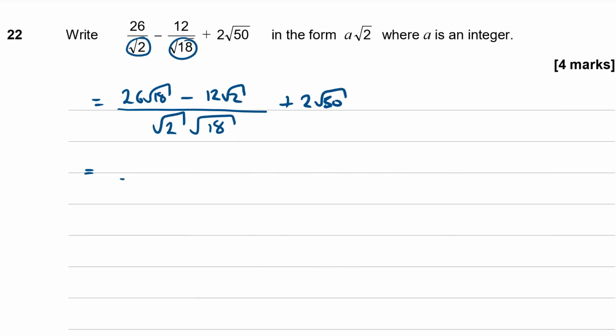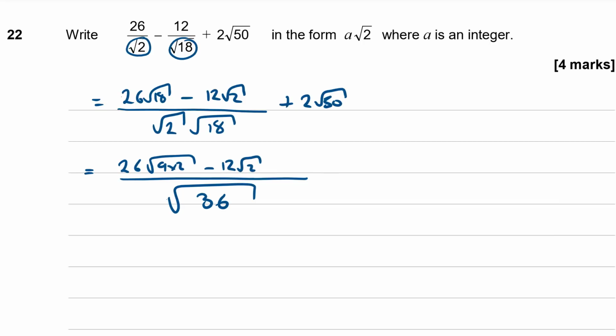Okay, we spotted earlier that 2 times 18 was 36. So the idea was to make that root 36 on the bottom. Now, root 18, 18 is 9 times 2. So I'm going to rewrite that as 26 root 9 times 2. Just going to leave the 12 root 2 for now. And I've still got this 2 root 50 on the end that I haven't done anything with yet. What can I do with that? Well, 50 is 25 times 2. So let's change that to 25 times 2.